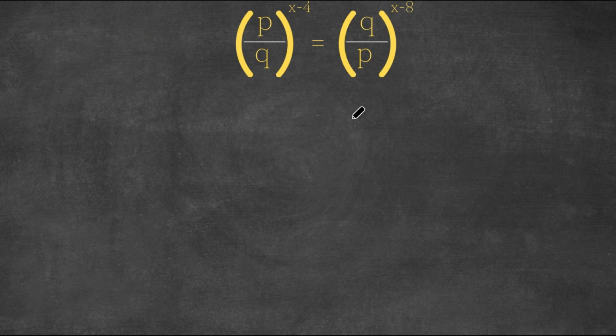So if you notice, you see that p over q and q over p, these two are reciprocals of each other. It's just that their numerators and denominators have simply flipped places.